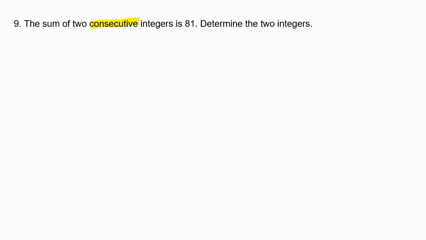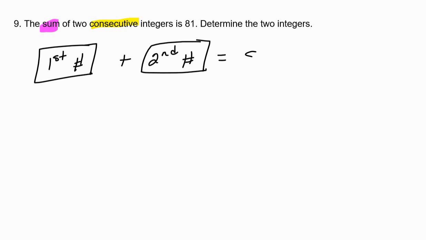So consecutive integers would be numbers like 7 and 8, or 25 and 26. They're one right after the other. The other key word that I have here is sum, and sum is the answer to an addition problem. So I'm adding 2 numbers together. So I have my first number plus my second number, and the answer is going to be the sum. I don't know what either one of these numbers are, so I'm going to call the first one x.